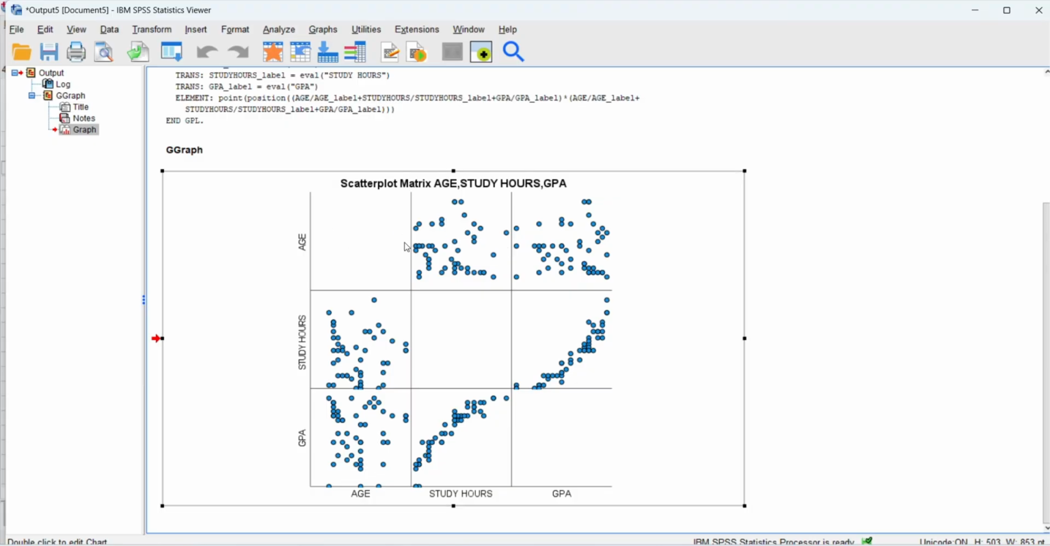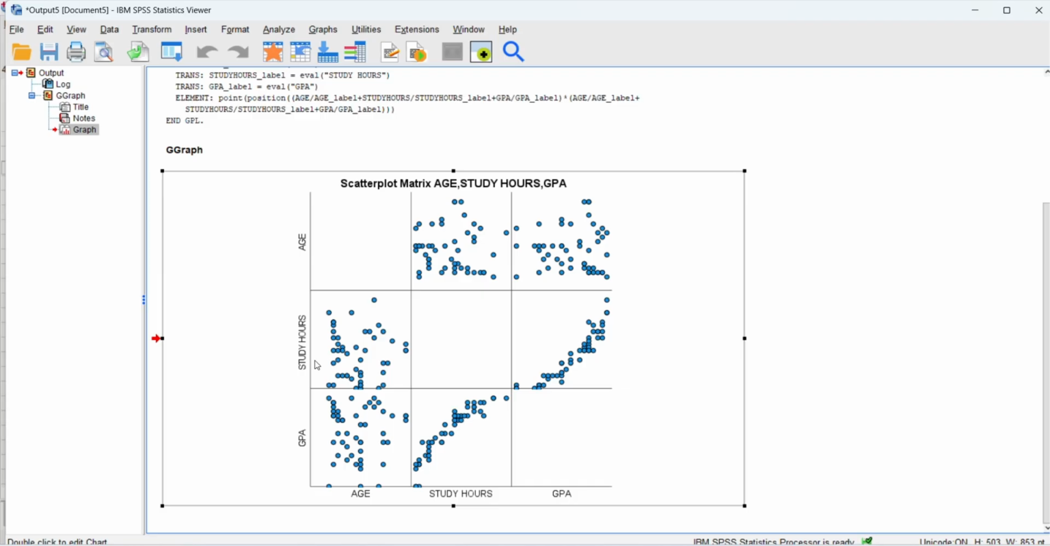It's the same thing with age and then GPA. Most of the points are clustered down here, and then a few of them are dispersed above here, which means that the younger they are, the higher their GPA, and then the older they are, the lower their GPA.